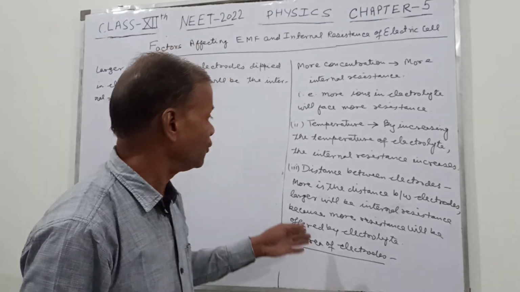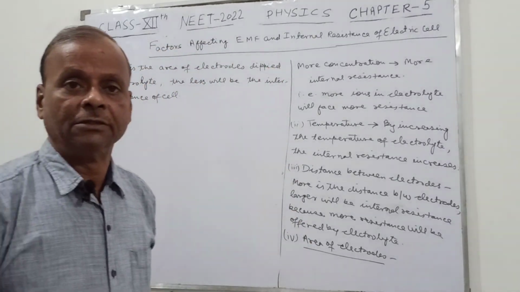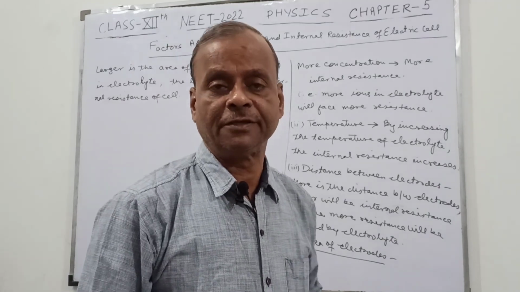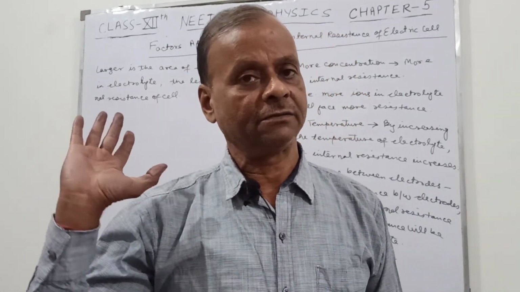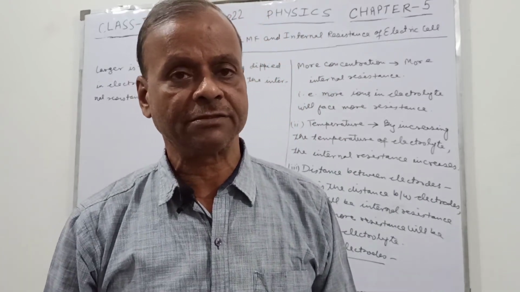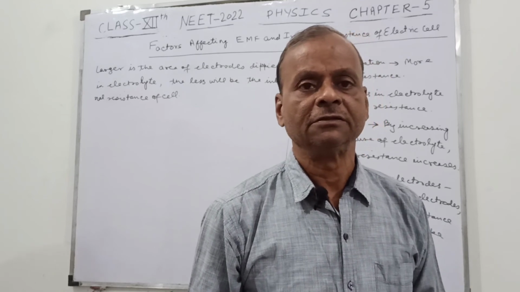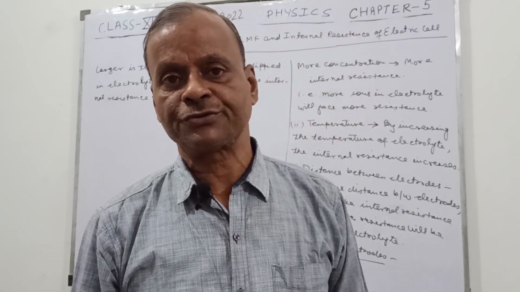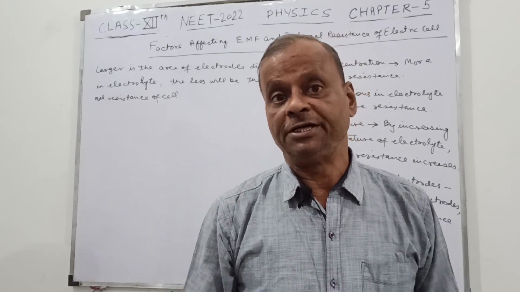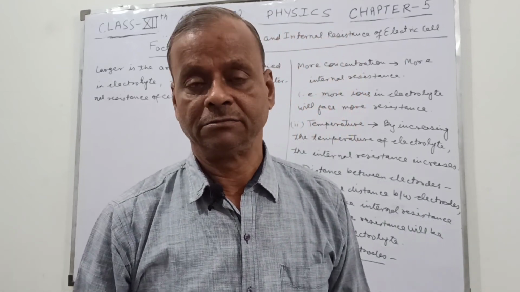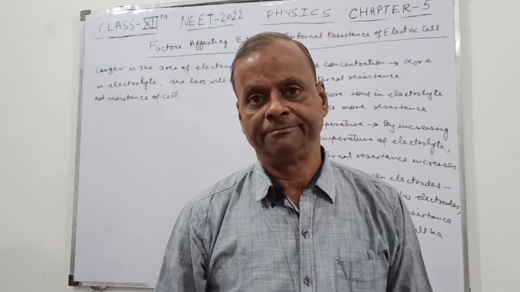So these are the four factors upon which the internal resistance of the cell depends. First is the nature and the concentration of the electrolyte. Second, the temperature of the electrolyte. Third, the distance between the electrodes. And fourth, the area of the electrodes dipped in the electrolyte.